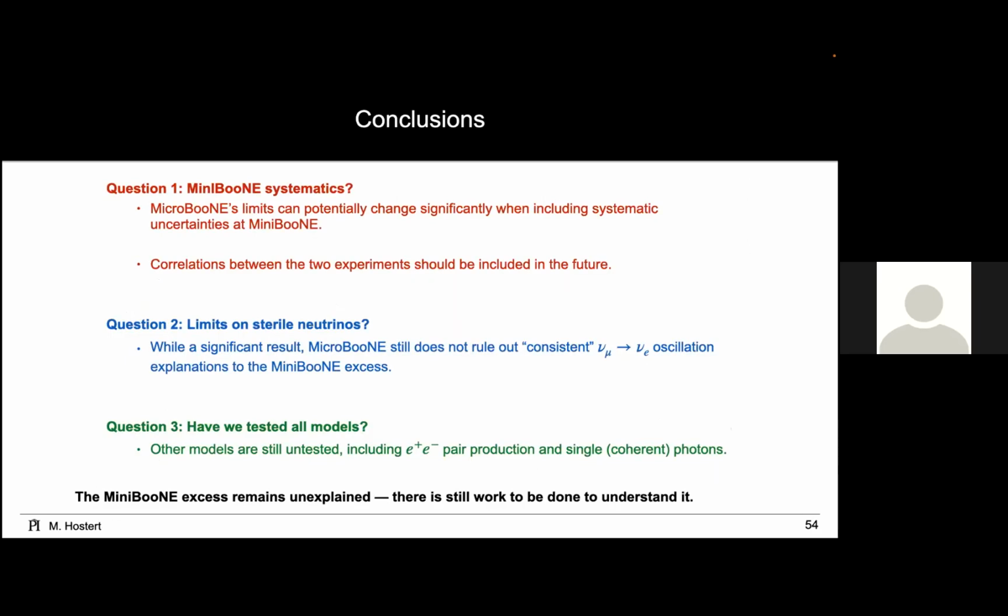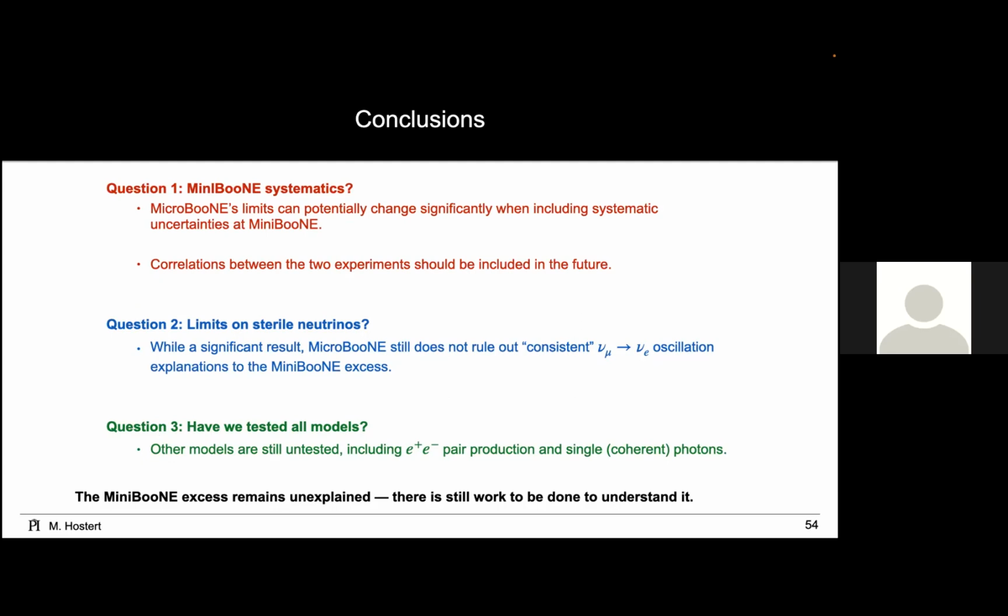So the 3 questions that we asked: how about MiniBooNE systematics in the context of the MicroBooNE results? Well, this can have the potential to significantly change the conclusions of the MicroBooNE study. So this is something to keep an eye on. We have not included the correlations between the 2 experiments, and that's something that only the collaboration can realistically do. So another thing to keep an eye on.